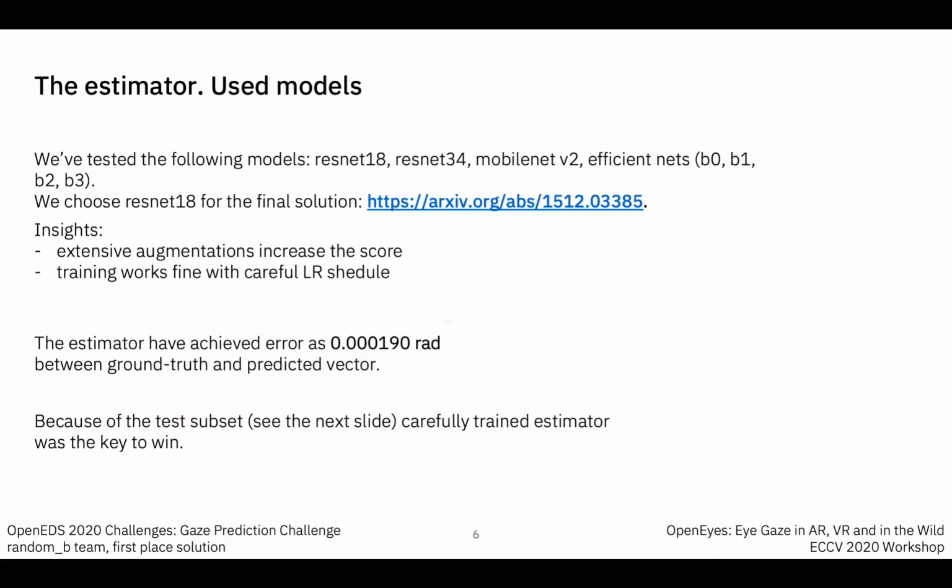Which insights do we have? Extensive augmentations increase the score, and training works fine with a careful learning rate schedule. The estimator has achieved a very low error between ground truth and predicted vector. And because of the test subset, I will talk about it on the next slide. A carefully trained estimator was the key to winning, in our opinion.